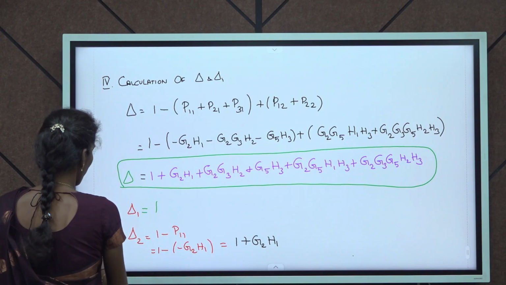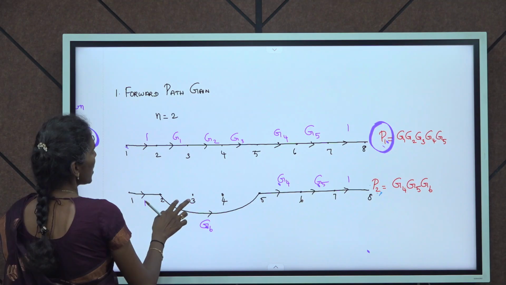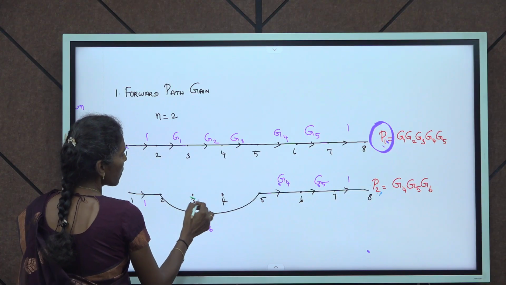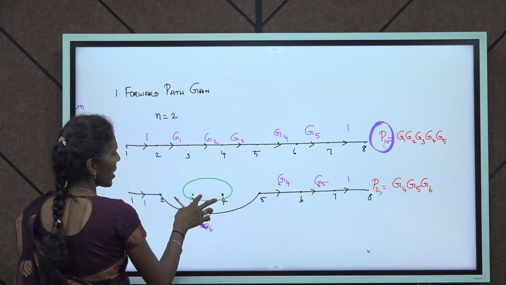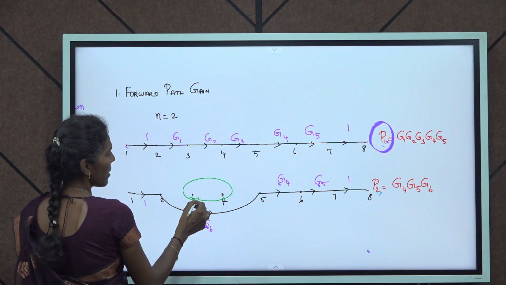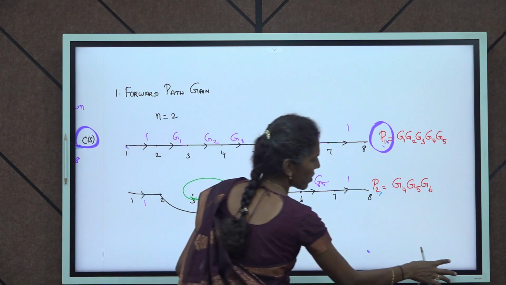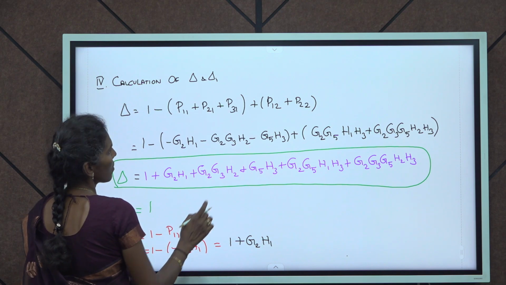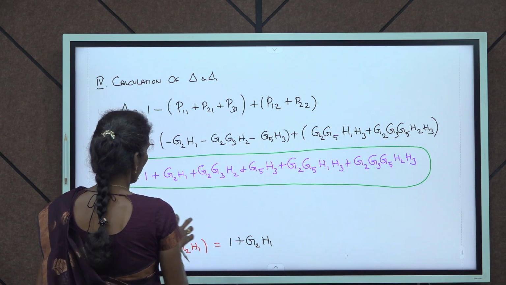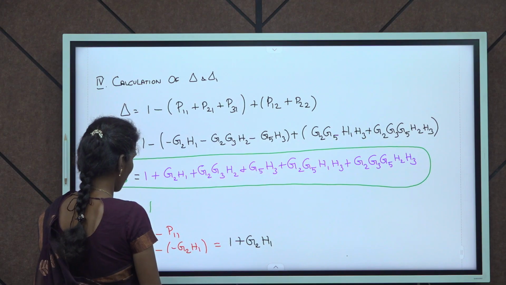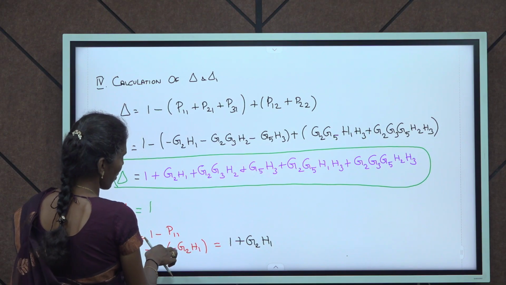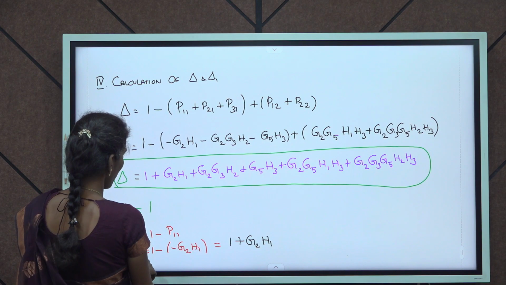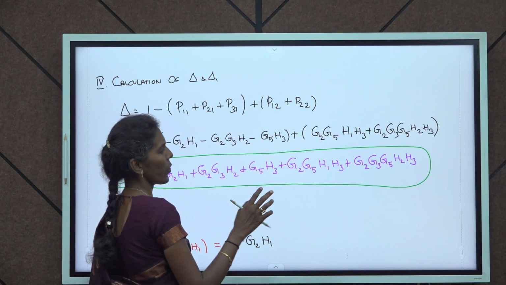In the second forward path, we have to find out the same thing. Here, there is a possibility of a non-touching loop being available in forward path 2, as nodes 3 and 4 are not touched. It is 1 minus the sum of individual loop gains plus the sum of 2 non-touching loop gains. So for this particular forward path 2, I have to substitute the value of P11 and find out the value of del 2.